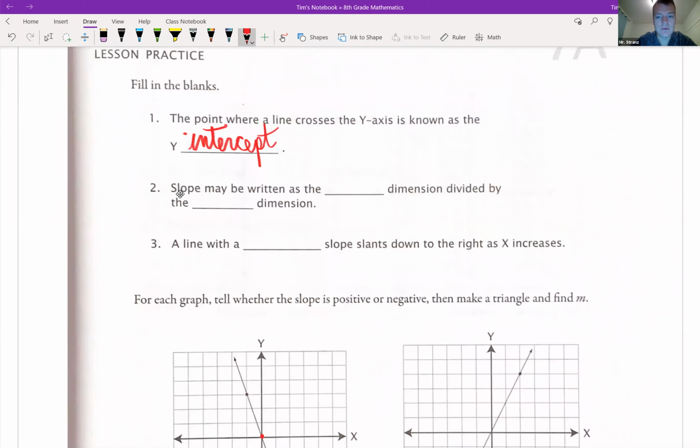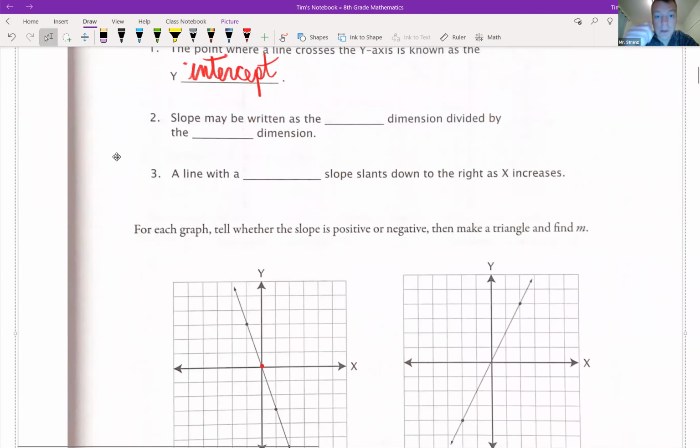Okay, slope may be written as the rise dimension divided by the run dimension, or as the book is looking for, slope may be written as the up dimension divided by the down.